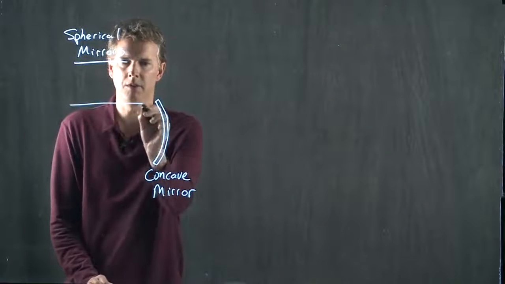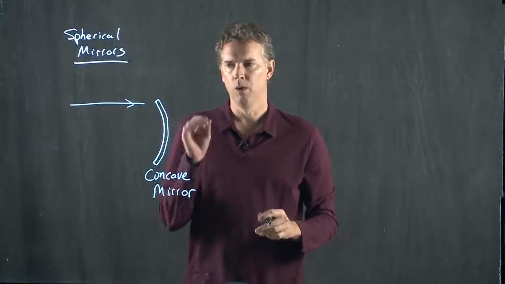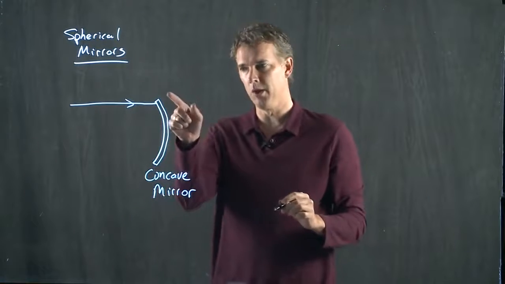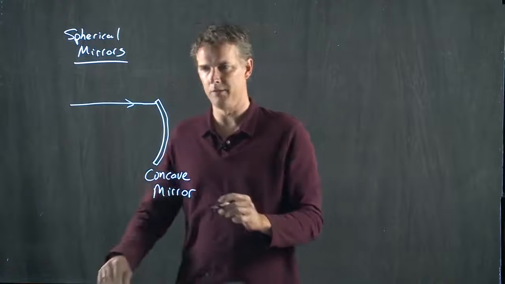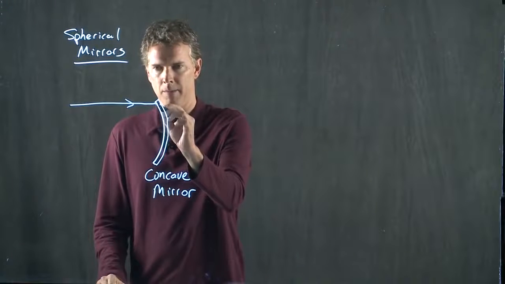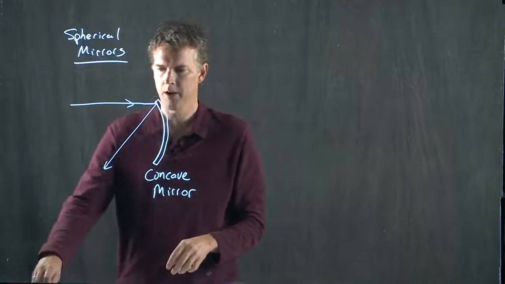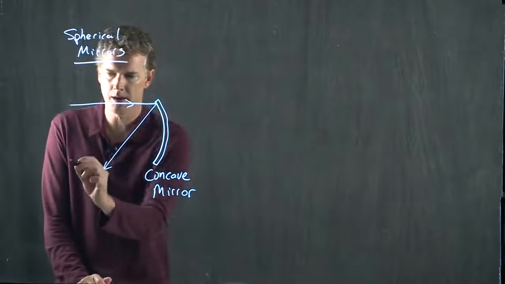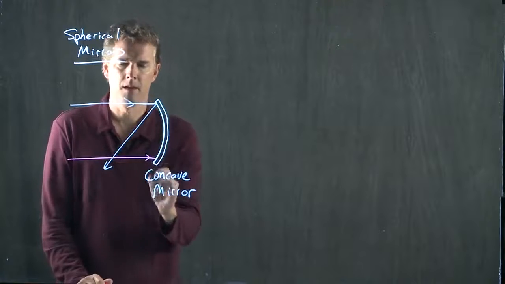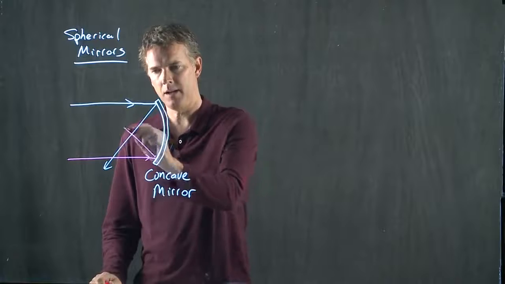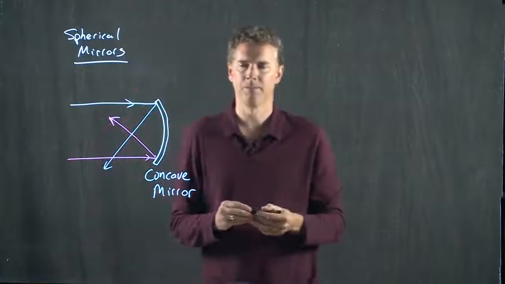And light that comes in to this mirror will still bounce off according to the law of reflection, but it's the local angle that's important. So that ray will bounce off like so. But let's say we have another ray that's coming in near the bottom. It sees a different surface. It's going to bounce off like so.